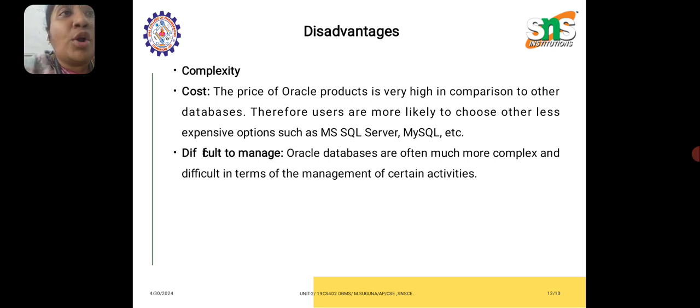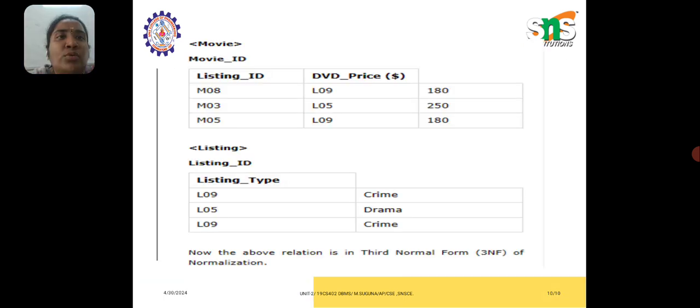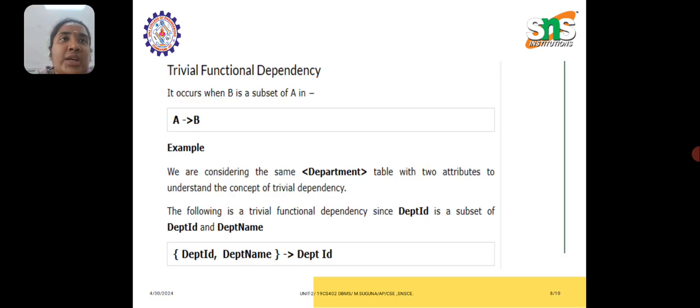We can see what a non-trivial dependency is, because the trivial dependency has been considered with the normal forms. A non-trivial functional dependency in a relational database occurs when the value of one or more attributes in a table uniquely determines the value of another attribute, and that dependency is not trivial or obvious.